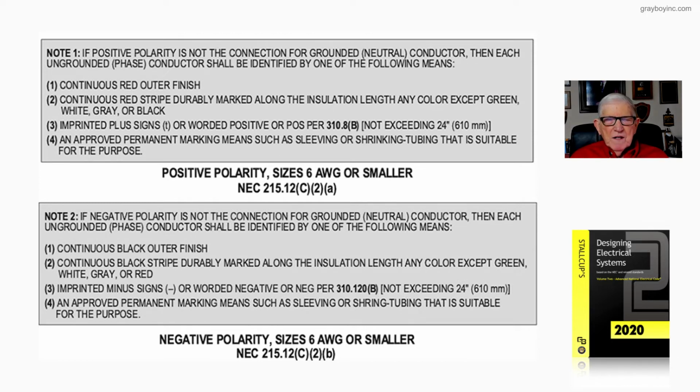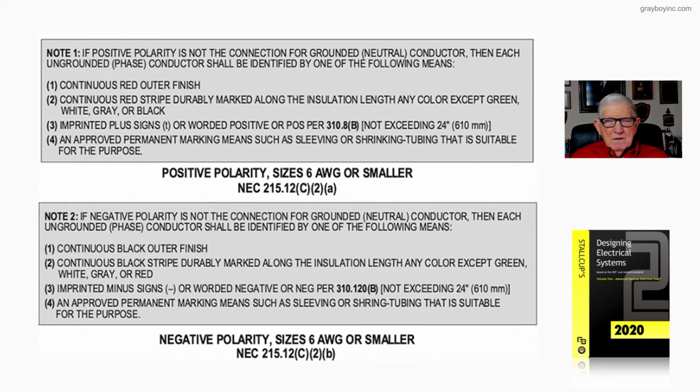And we're talking about the negative polarity. It should be marked by one of the following means: continuous black outer finish, not red. That would be for the positive. A continuous black stripe that's durably marked along the entire length of the insulation, any color except green, white, gray, or red.